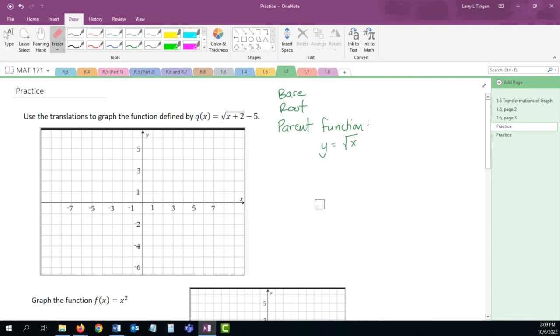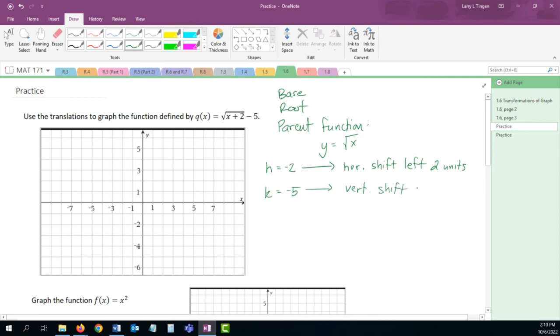So that's what I do first. Let me actually put that first, because we do the interior first. H is -2. That means that's a horizontal shift. Look back at the original problem. This looks like it's going to the right. So it goes to the left 2 units. And then k is -5. That is a vertical shift down 5 units.